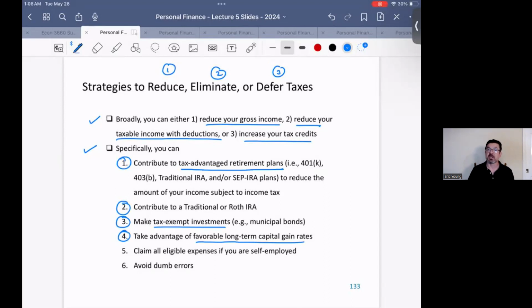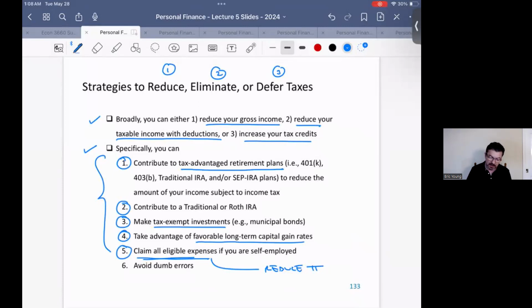If by chance you're self-employed, you're going to keep excellent records as to every business expense that you make so that you can claim all those expenses and use those expenses to reduce your business profits. And then finally, 1 through 5, those are all good things that you will do to reduce your taxes.